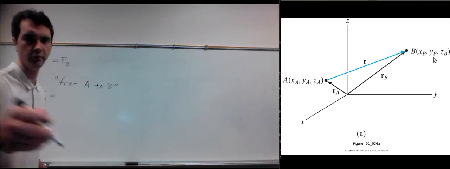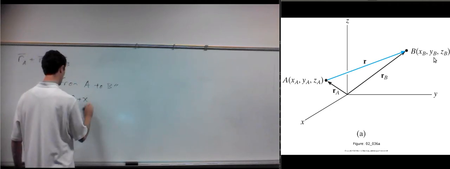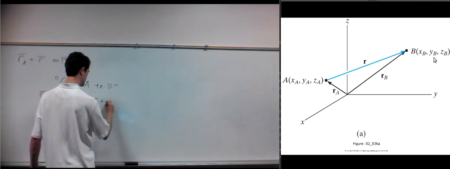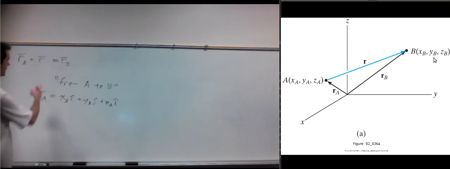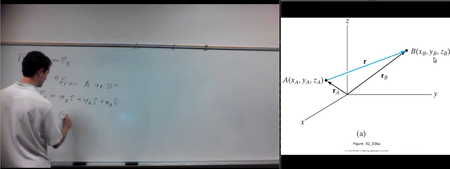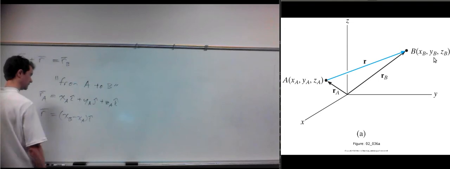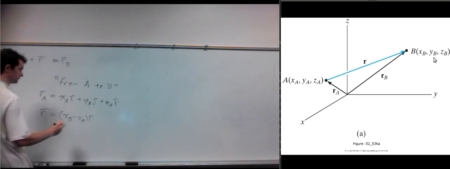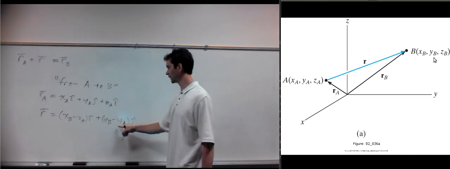So in the figure, the coordinates of point A are XA, YA, and ZA. So here the vector RA is going to be XA times the I direction vector, YA times the J direction vector, ZA times K. Okay, so now using this and then the coordinates of B with this equation, we get that the vector R is equal to XB minus XA times I. So the B vector minus A vector will give you R. And the same thing for the Y component, YB minus YA times J.